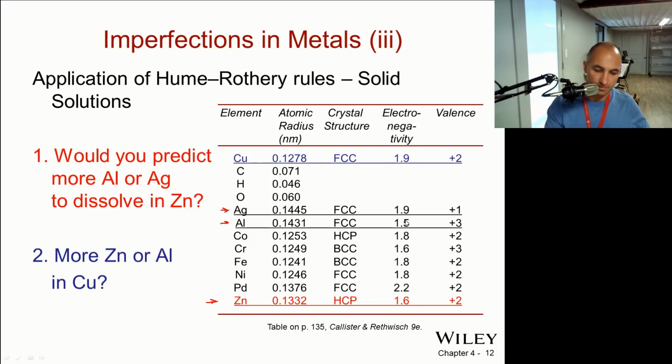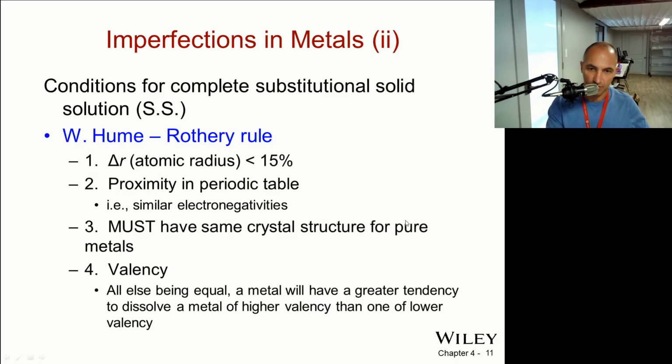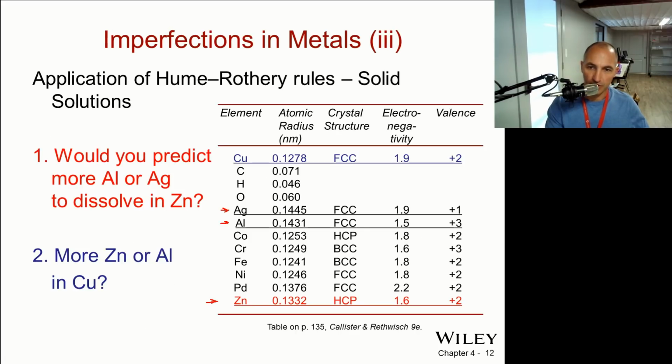And finally, the last of the rules here is valency. So the valency of aluminum is +3, and silver is only +1. So the valency of aluminum really rules in this case.